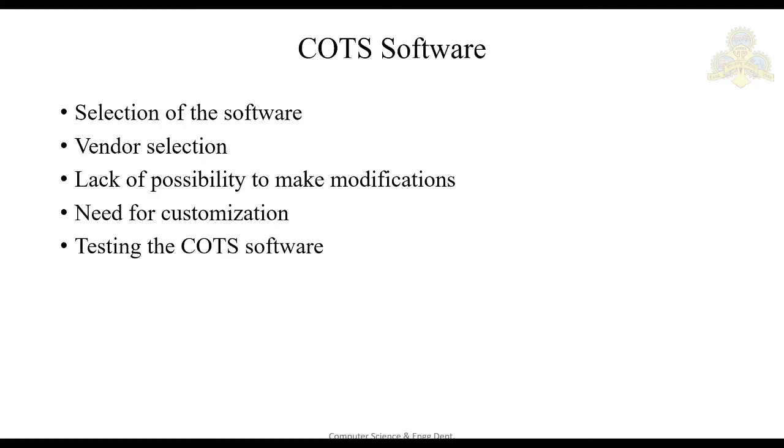But we need to consider a few aspects in this COTS software. Whenever you are buying some software, you need to keep a few points in mind. These are the points here. Five points are there. The first one is the selection of the software. That means this is based on the requirements. The project manager first has to study all the project requirements, then he has to make the decision.